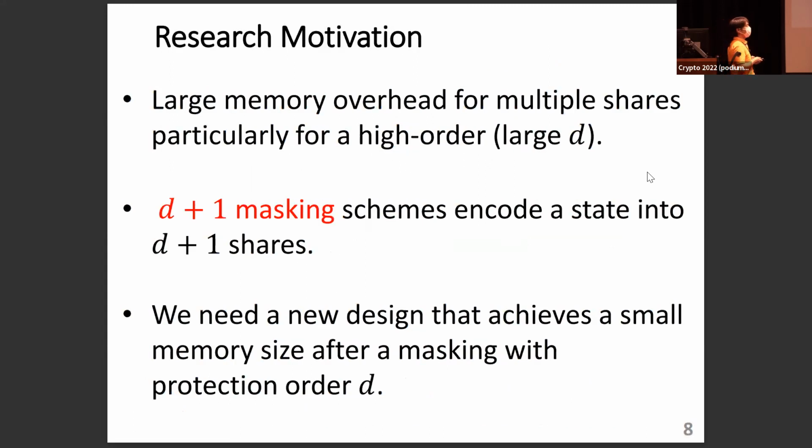And this is the research motivation. We can apply the higher order masking, but then the memory overhead is quite huge because the state is duplicated into multiple shares. There are masking schemes called D+1 masking, and those encode the state into D+1 shares. So this means that after the masking, the memory size increases D+1 times, which is quite big. And this is the motivation that we need a new design that is optimized for higher order masking.